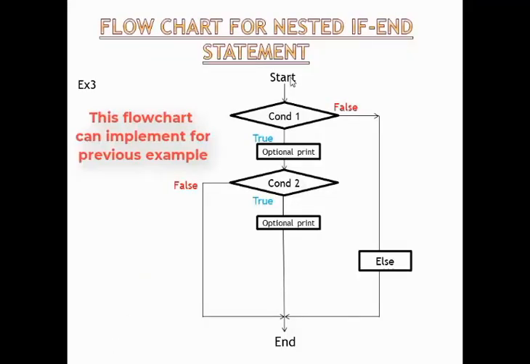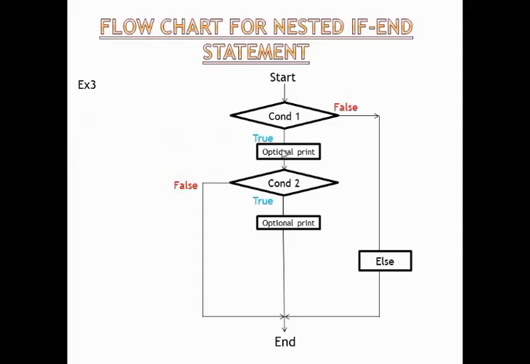Nested if flowchart: start, then condition 1. If condition 1 is true, I can print. If false, I can go out. If condition 2 is true, I can go to end. If false, I can go to end without any print.